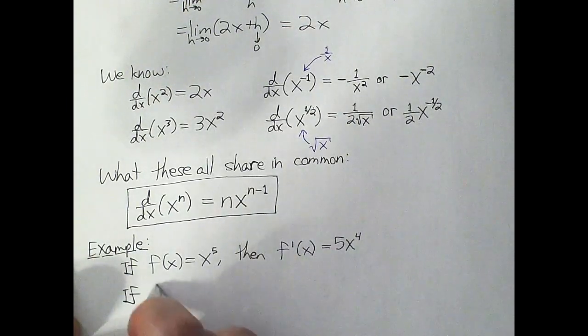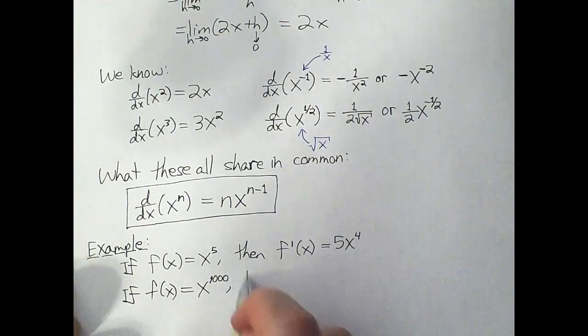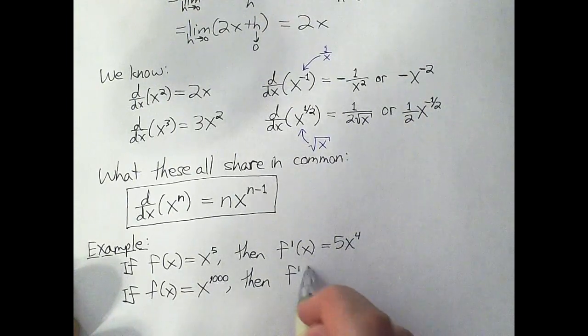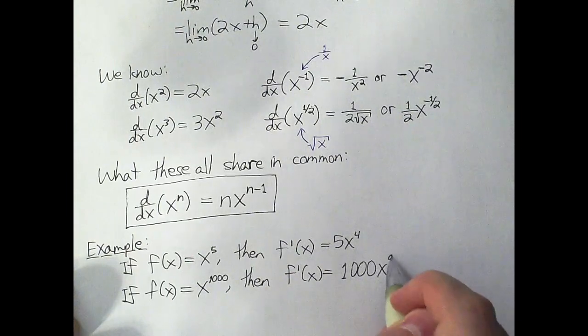I'll show you another one. If f of x equals x to the 1000, then f prime of x equals 1000 x to the 999.